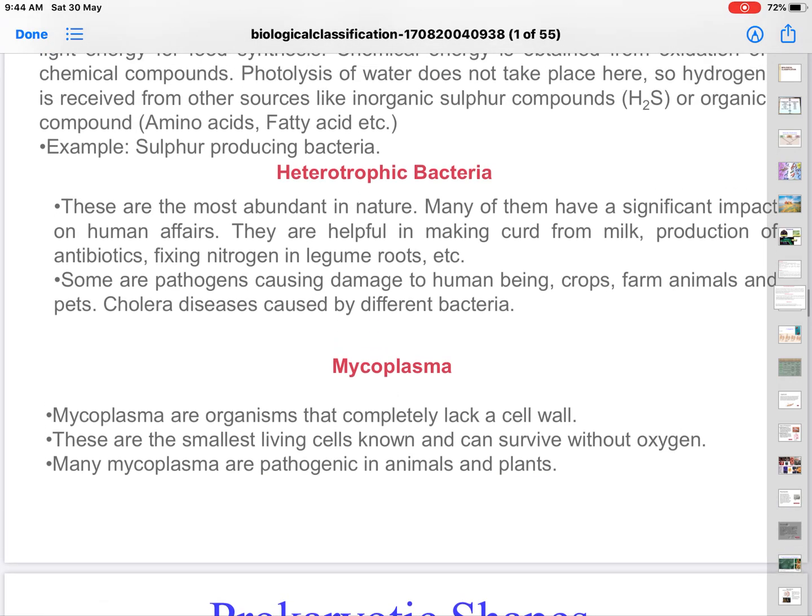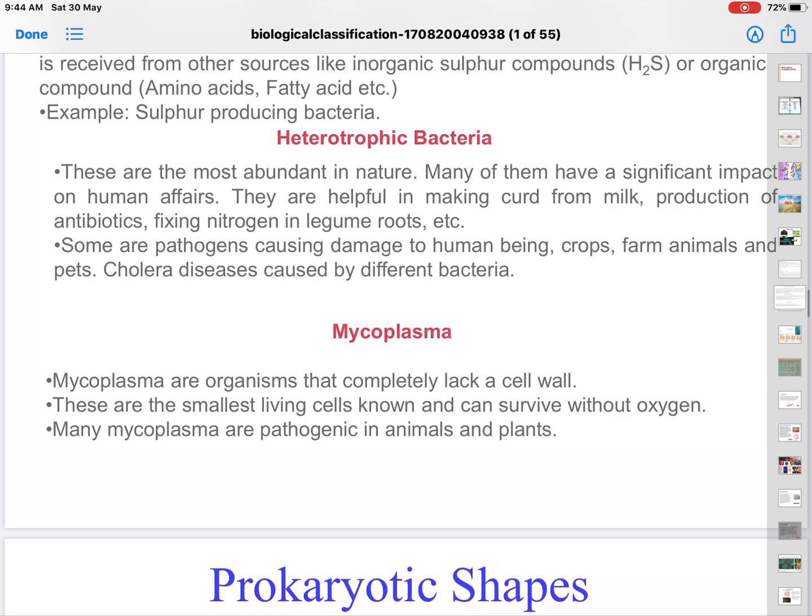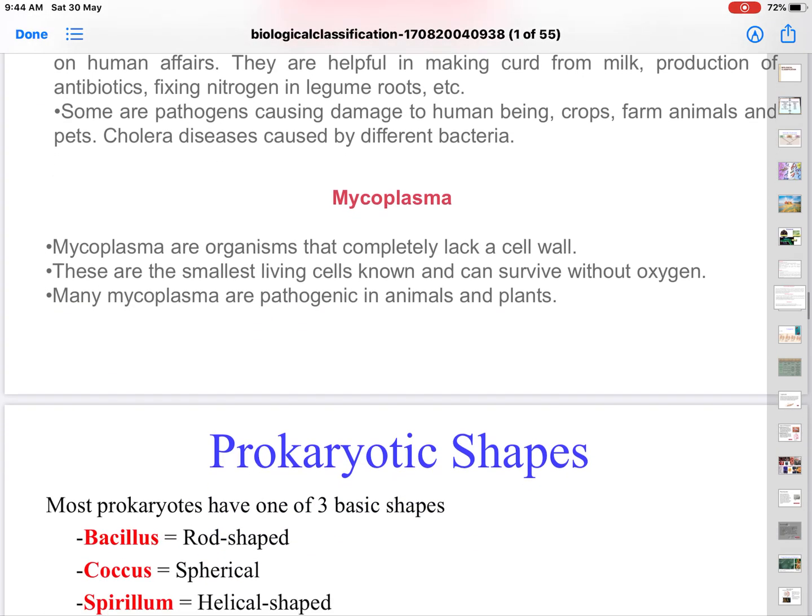And sometimes they are also called PPLOs, pleuropneumonia-like organisms. I repeat, pleuropneumonia-like organisms, PPLOs. They form characteristic colony with fried egg appearance. Hence, mycoplasmas are very, very dangerous.